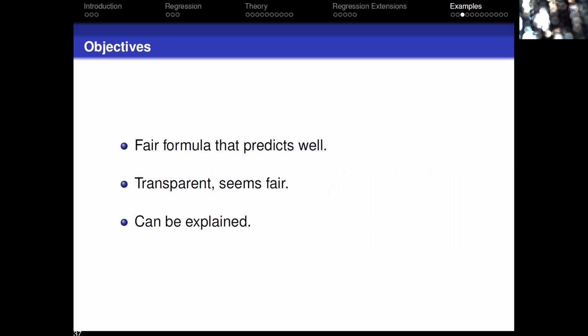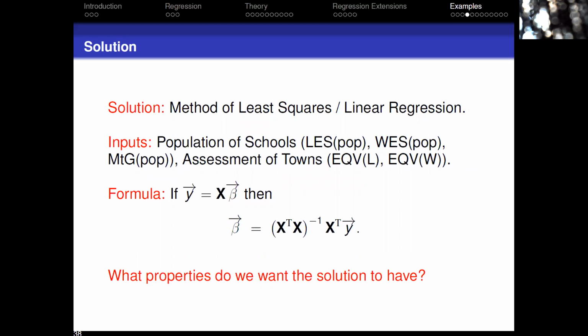And so I wanted a formula, and I can discuss this in greater detail if people are interested, a fair formula that did a good job predicting, it was transparent, and I could explain it to select boards, finance committees, and voters. And so I did a regression. And what I used for my inputs is I used the populations of the schools, and I used the property values of the 2 towns. And so I did my regression.